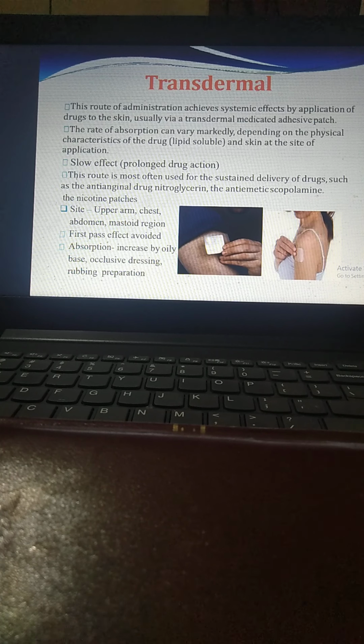The sites are the upper arm, the chest, where there is a large area, and the mastoid region. First-pass effect is avoided. Absorption increases with an oily base because of lipid solubility. An occlusive dressing is needed, and rubbing preparation. So at that time, what are the advantages and disadvantages that you have to enumerate?